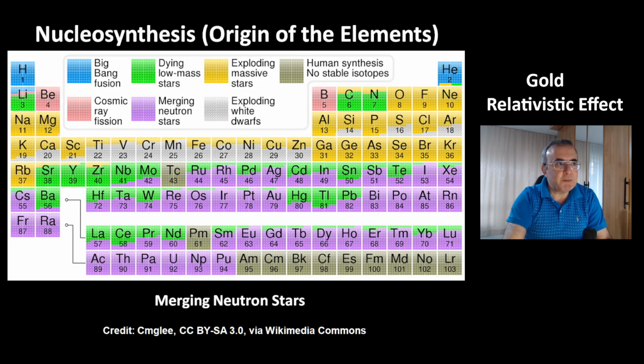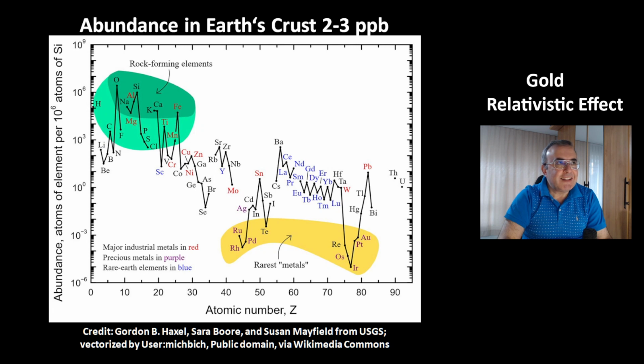This picture shows where the gold comes from. Here is gold. It comes from very extreme conditions during the merging of neutron stars. This shows you the abundance of the chemical elements in the Earth's crust. Gold is here, low end. It's just at about 2 to 3 parts per billion.